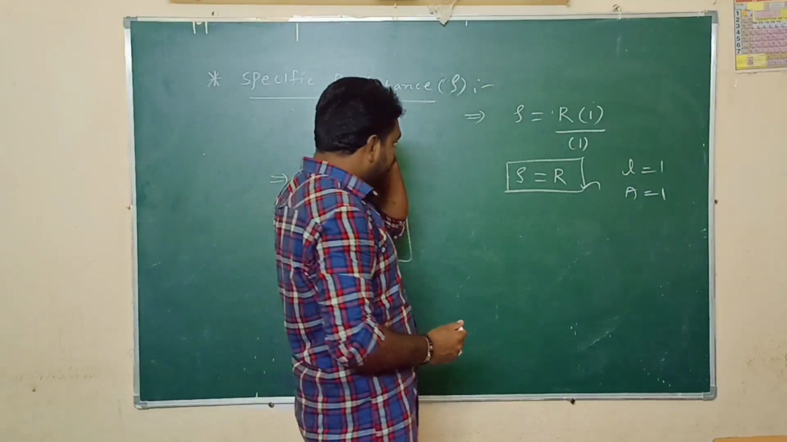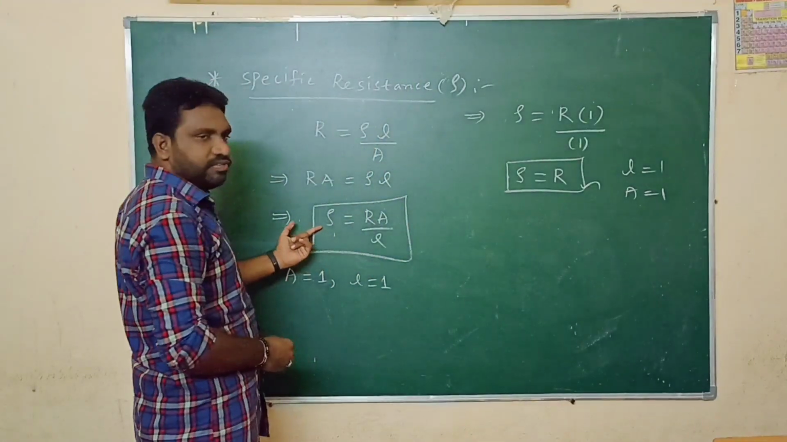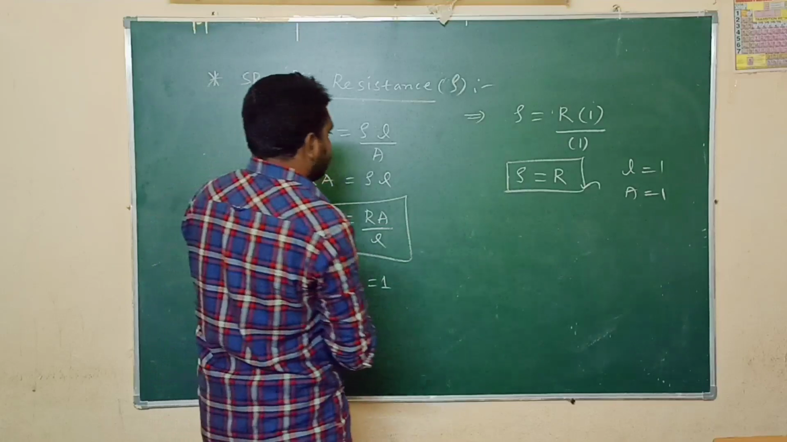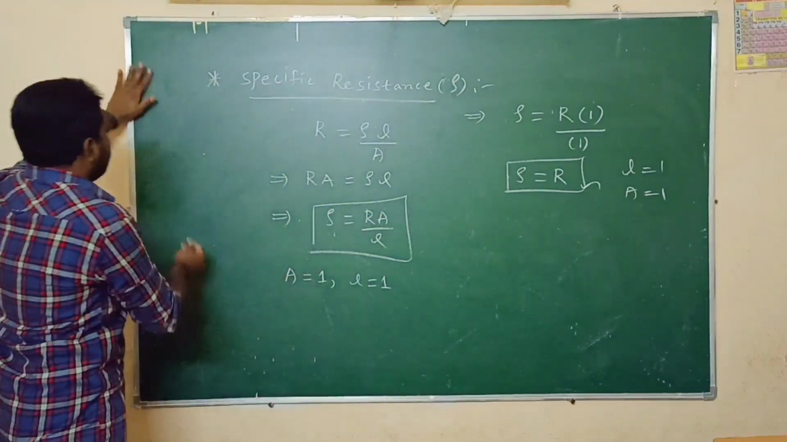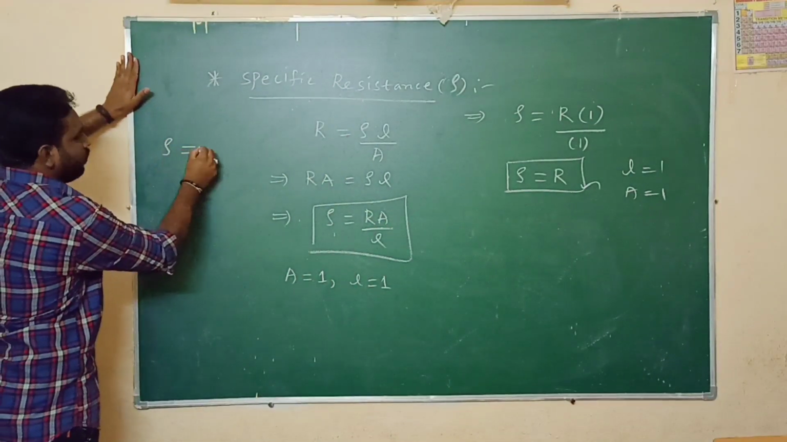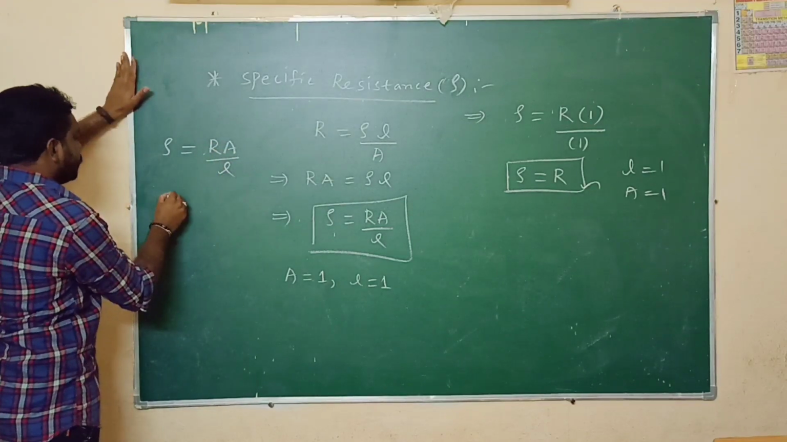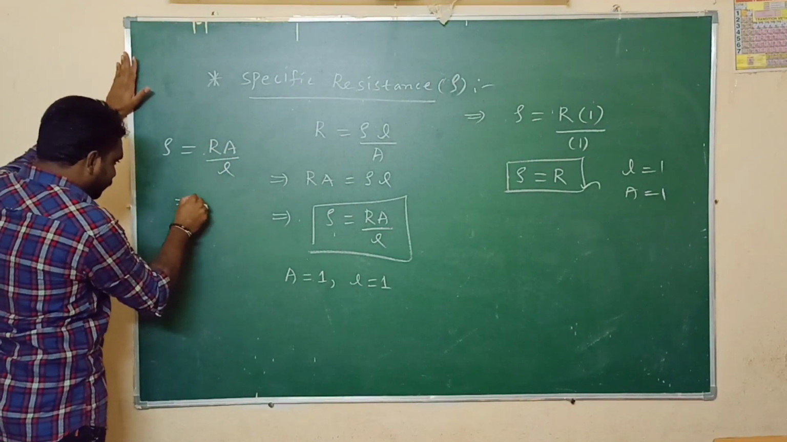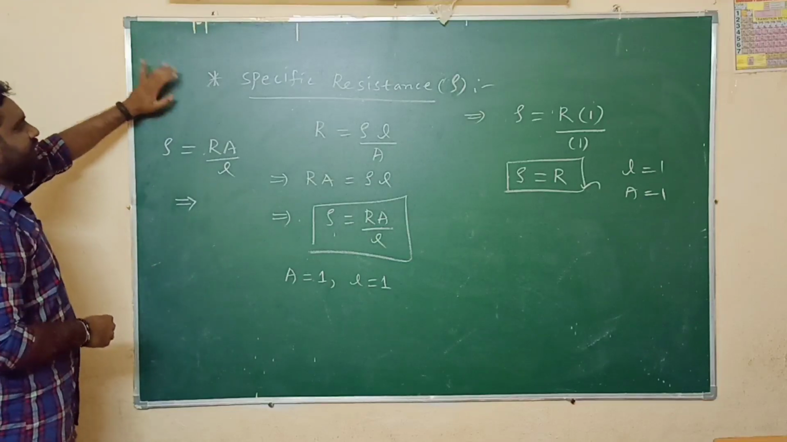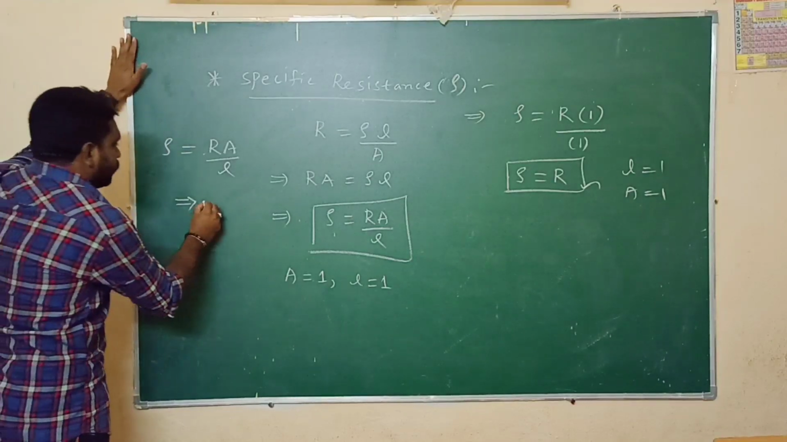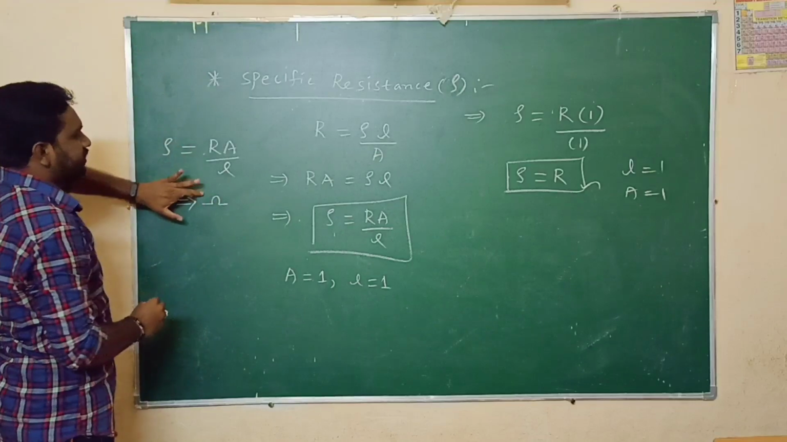And now we are going to write the SI units of specific resistance. From this equation we can write rho equal to RA by L. Now we will write the units of specific resistance. Already we know that the SI unit of resistance is ohm. The symbol for ohm is omega.